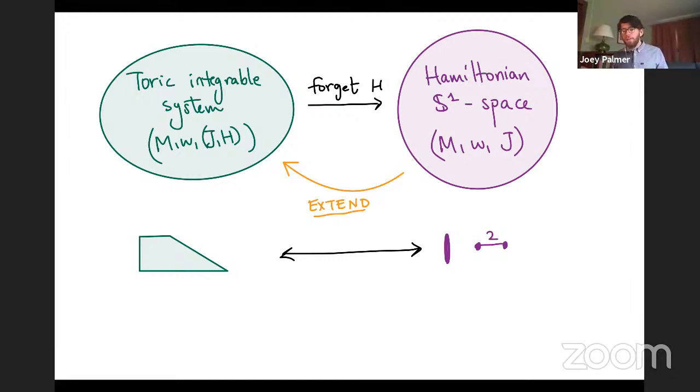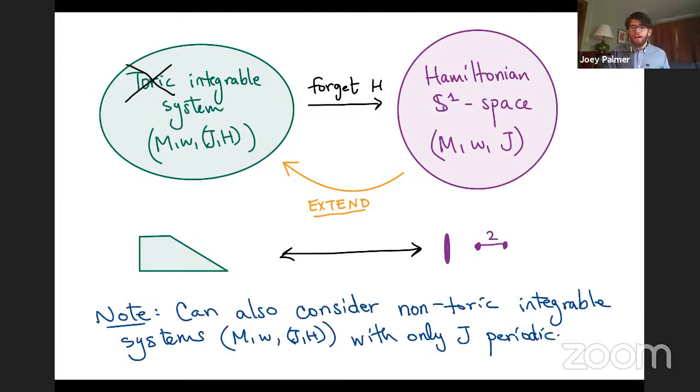If I start with a Hamiltonian S1 space, what I'd like to do is see, can I find another function, this other H, so that I can extend it to a toric integrable system. And I was talking about this in terms of the simplest possible objects just for now. But actually, I don't necessarily need to be interested in toric integrable systems. I can just look at some integrable system where the J generates an S1 action and the H has some other restrictions on it, whatever you're interested in, really. And we'll have a couple different cases. So those are the questions I'm thinking about here.